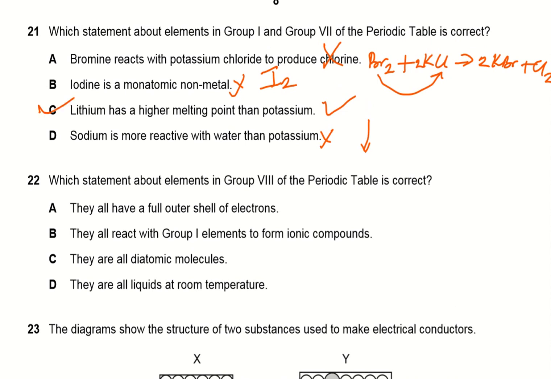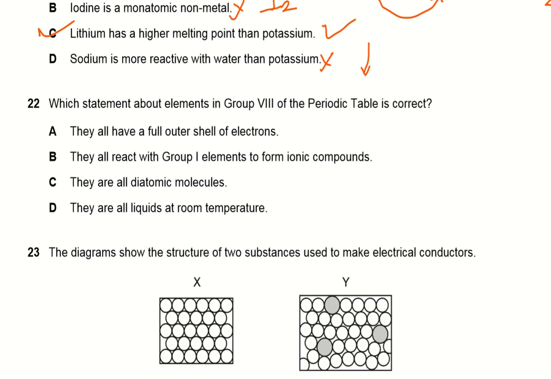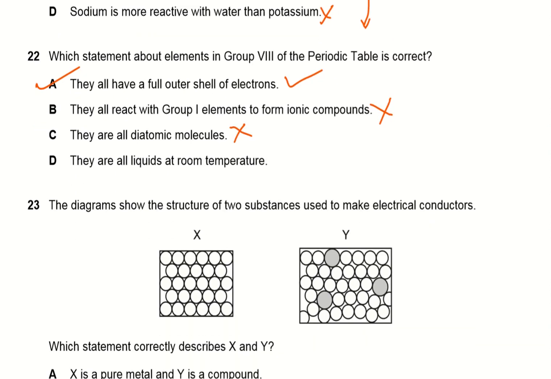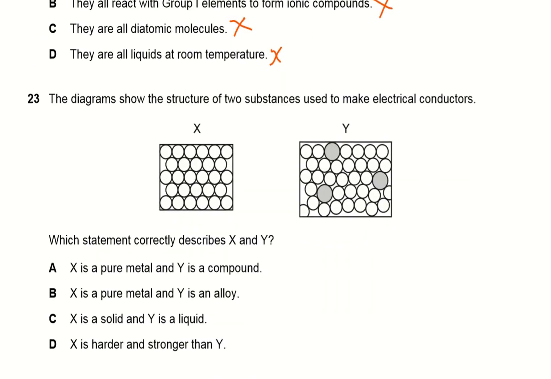Which statement about elements in group 8 of the periodic table is correct? They have full outer shells of electrons. Yes, noble gases have full outer shells of electrons. So that's correct. No wasting of time with this. They all react with group 1 elements to form ionic compounds. Noble gases don't react. They are all diatomic. Noble gases don't form molecules. They are not diatomic in essence. They are all liquids at room temperature. They are gases at room temperature. So A is the correct answer.